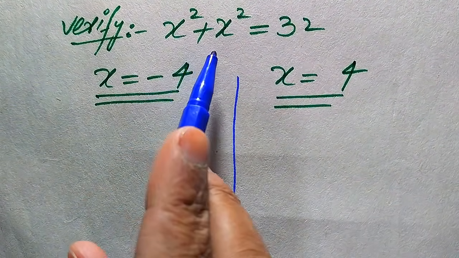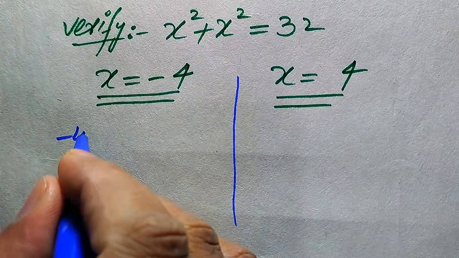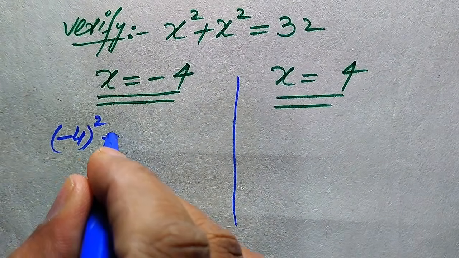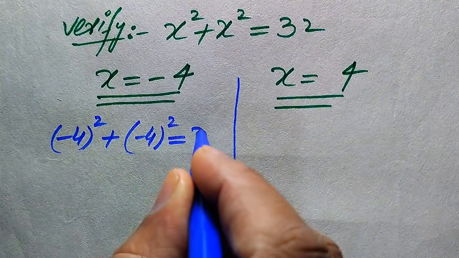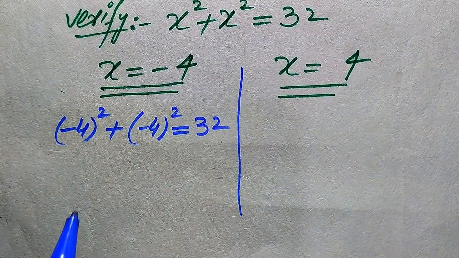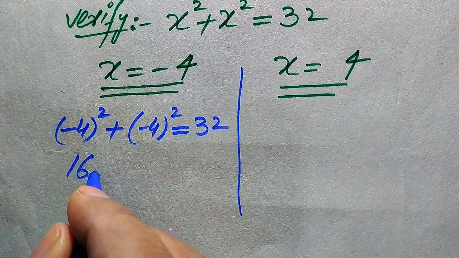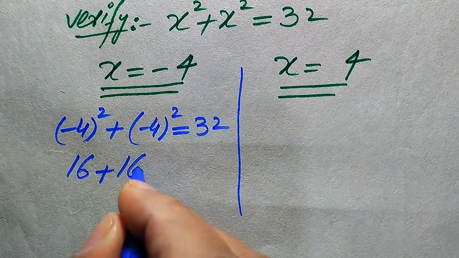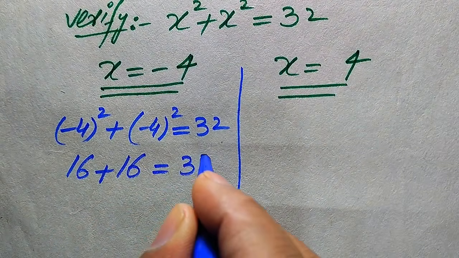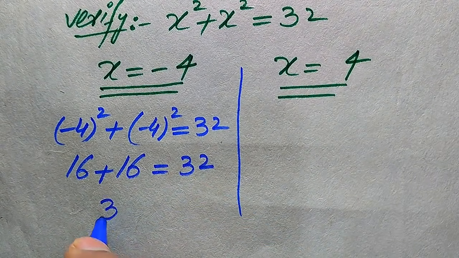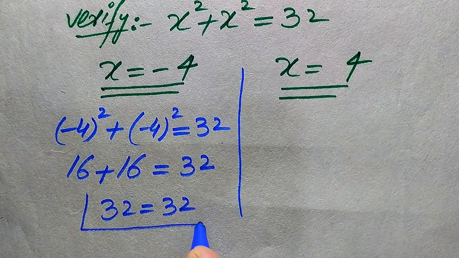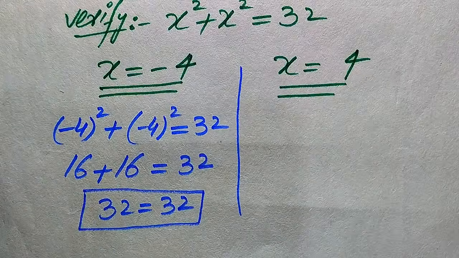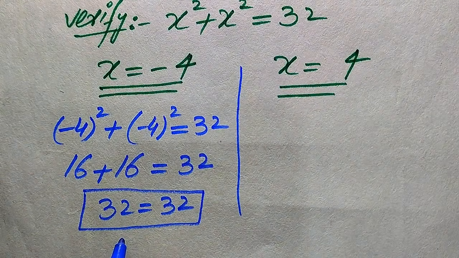For this we put this value into the left hand side, and you see that it becomes minus 4 square plus minus 4 square is equal to 32. And now you see here minus 4 square becomes 16 plus minus 4 square becomes 16 is equal to 32, and you clearly see here we obtain 32 is equal to 32. It means that the first value of x satisfies our given question statement.